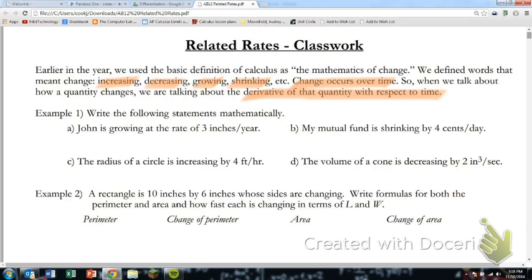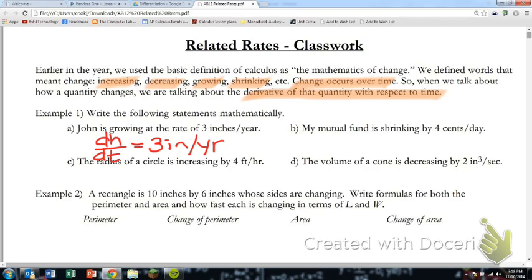write the following statements mathematically. So John is growing at the rate of 3 inches per year. How you can write this mathematically is we can say that John's height is changing with respect to time. And so we can call that dh dt. That means the change in his height with respect to the change in time is positive, since he's growing, 3 inches per year. So John's height changes with respect to time at a rate of 3 inches per year. dh dt is a rate, and so this is telling what that is.